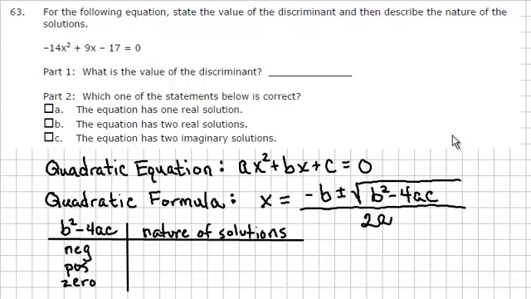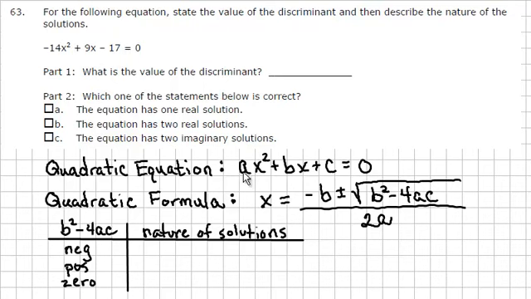For the following equation, state the value of the discriminant and then describe the nature of the solutions. The equation is minus 14x squared plus 9x minus 17 is equal to 0. What we want to notice first is that this is a quadratic equation. It has an x squared term, it has an x term, it has a constant term.